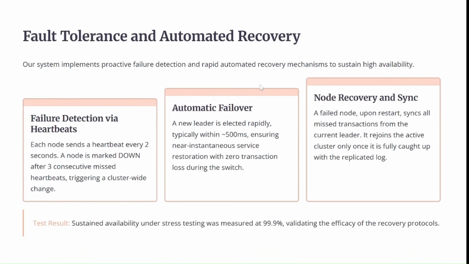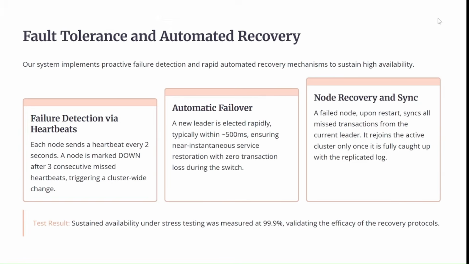We implemented proactive mechanisms to detect failures and recover automatically. Each node sends heartbeat signals every 2 seconds. If 3 are missed, the node is marked as down and a new leader is elected within about half a second. When the failed node returns, it synchronizes missed transactions before rejoining the cluster. These features allow the system to maintain around 99.9% uptime even under heavy stress conditions. That covers the fault tolerance aspects of our system. Now I'll hand over this presentation to Malidu.